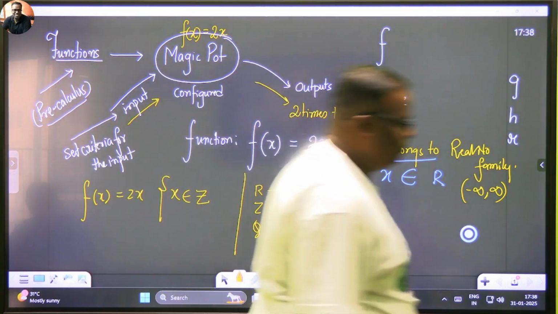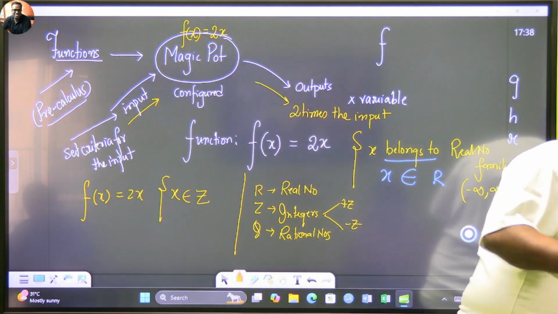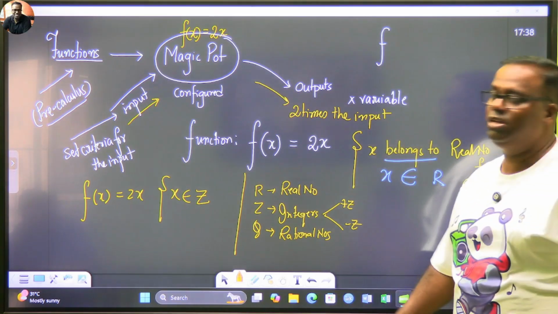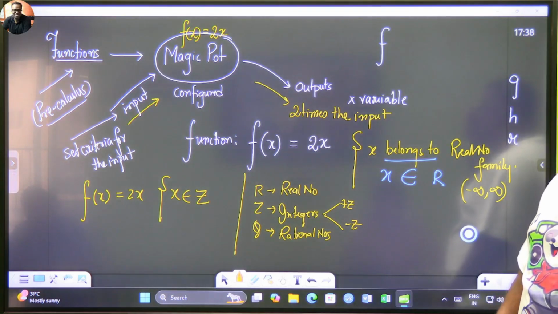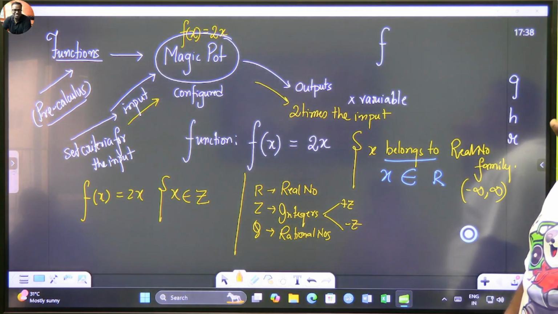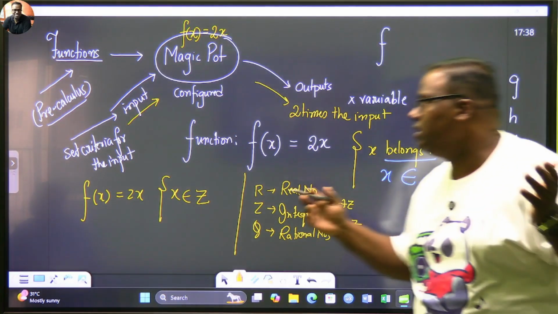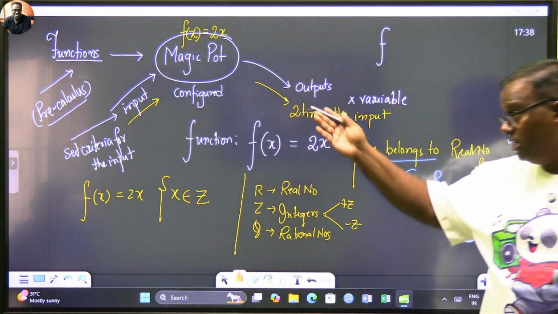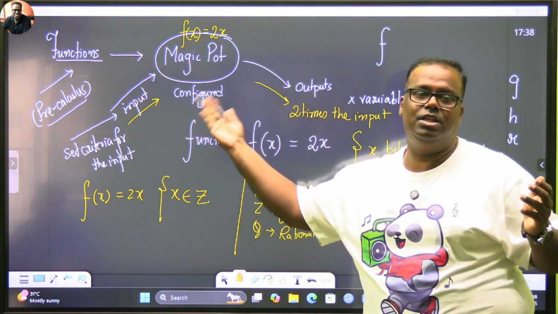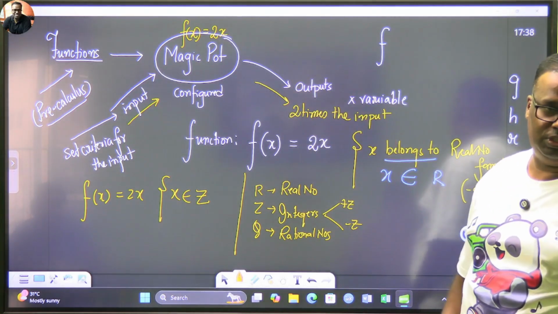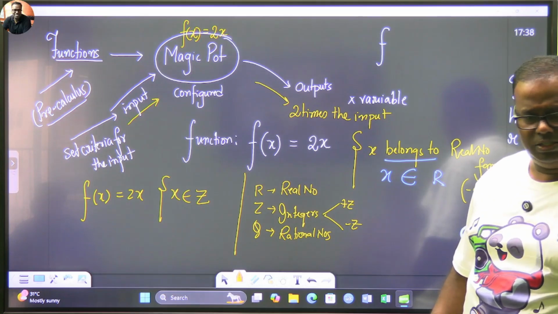A function is like a magic pot in which I can have an input, and every input will give me a corresponding output, and the inputs need to be defined. Everything cannot be my input. As I said, if this magic pot is cooking something of a cereal dish, I cannot enter flour from that side. It has to be rice grains which have to be entered, and based on the configuration of the magic pot, you will get an output. Is this much clear? Okay.